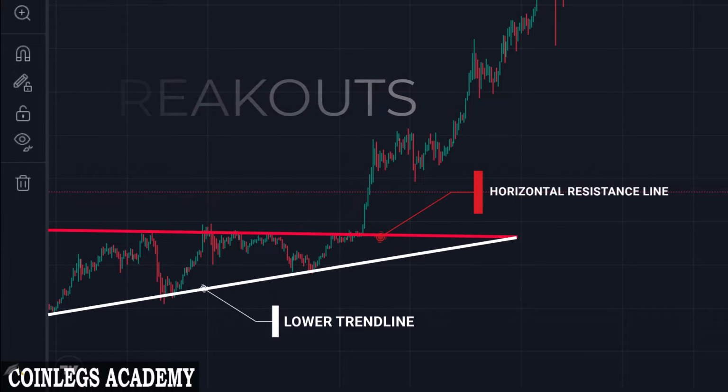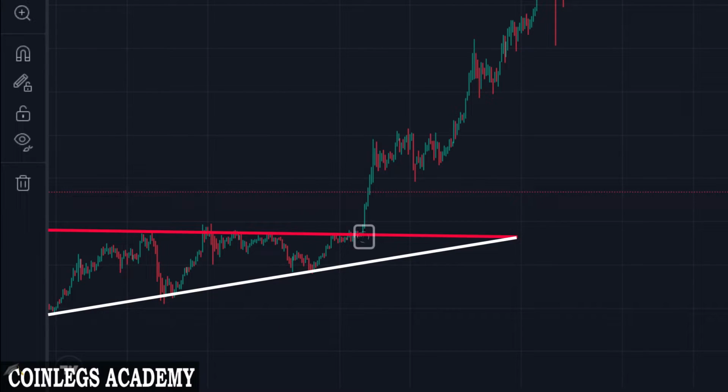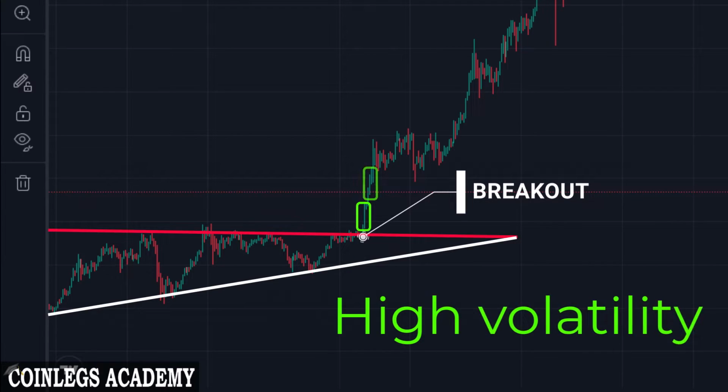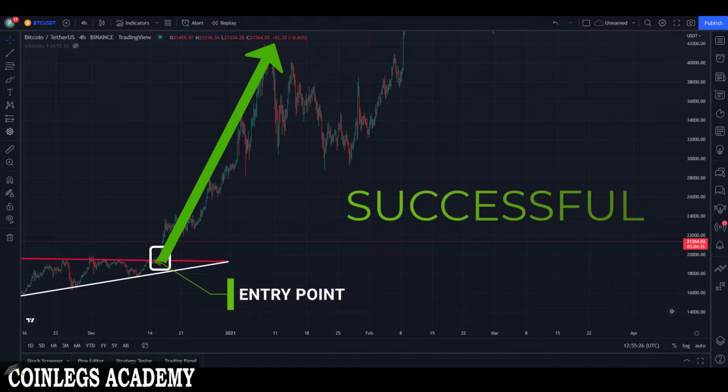The breakout should be continuous with high volatility candles. As you can see in this breakout area, we have that condition. Price breaks out to the upper resistance line with a high volatility candle. If we consider this breakout signal as an entry, as you can see, it's a successful trade.